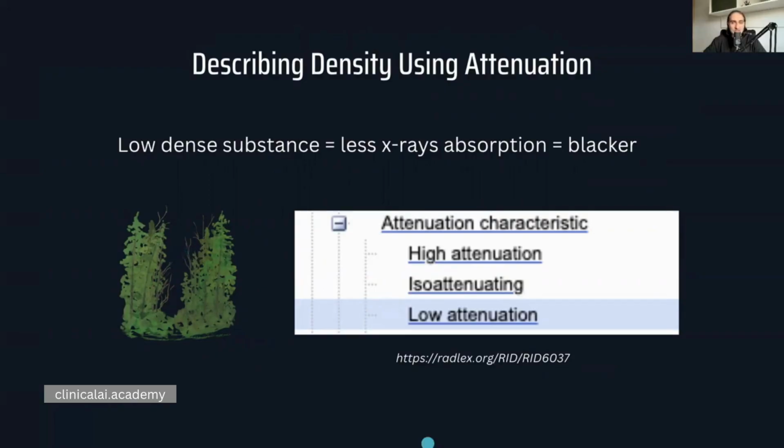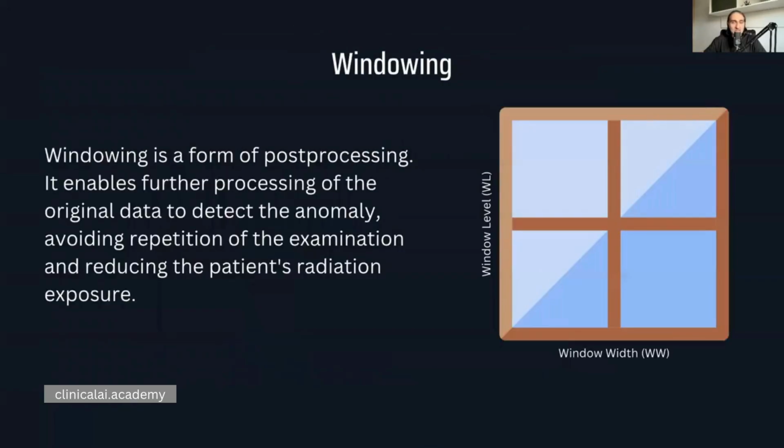Another important concept to be familiar with is windowing, which is a form of post-processing. CT scans can be windowed in a way that optimizes the visibility of different types of pathology after obtaining the images. This is a form of digital manipulation of the acquired data in order to see the tissues differently, which makes recognizing certain pathologies easier without repeating the examination, so you don't have to expose your patient to radiation again.